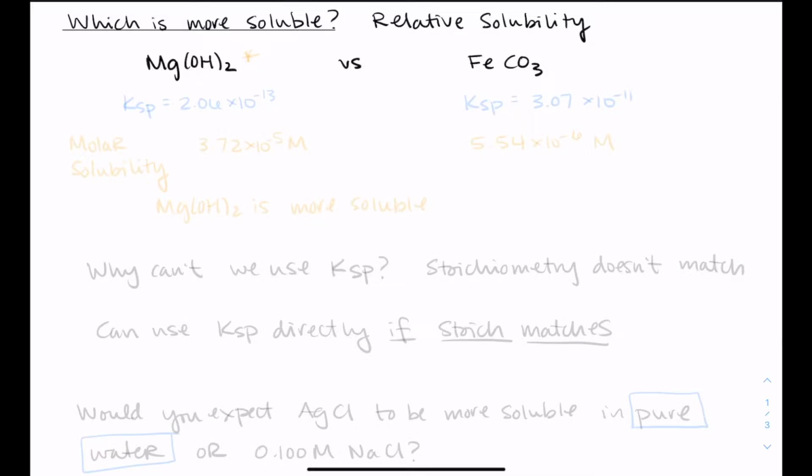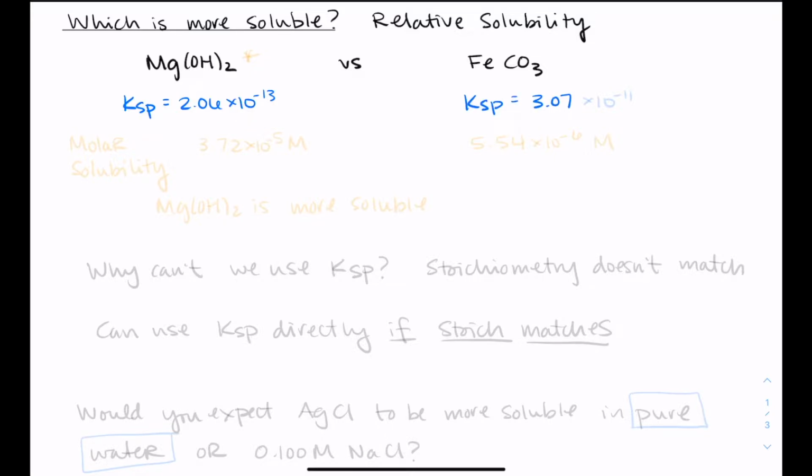We can also discuss relative solubility. So you could take two insoluble compounds and compare how soluble they are and indicate that one is more soluble than the other. So this is a precautionary tale of why you can't use KSP directly for a lot of things. So KSP, we're going to compare magnesium hydroxide versus iron carbonate.